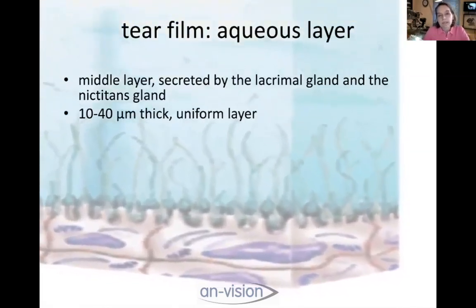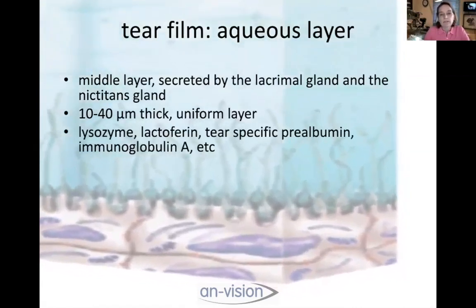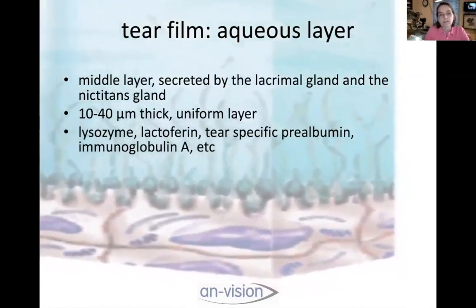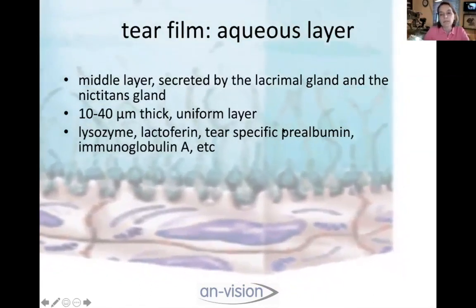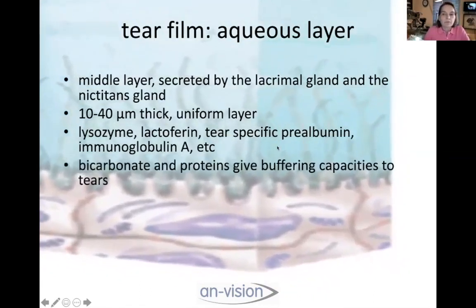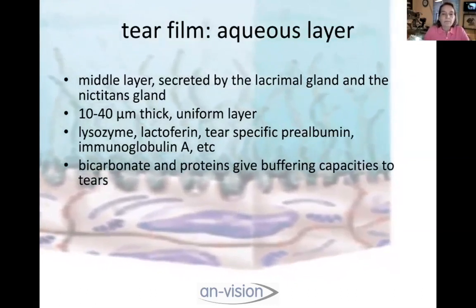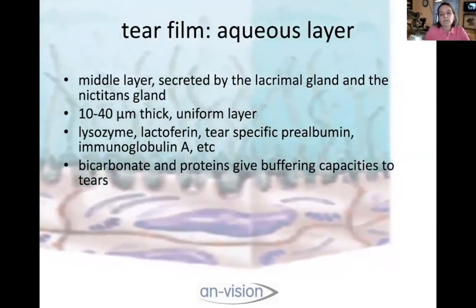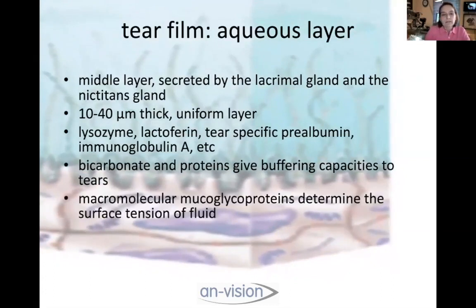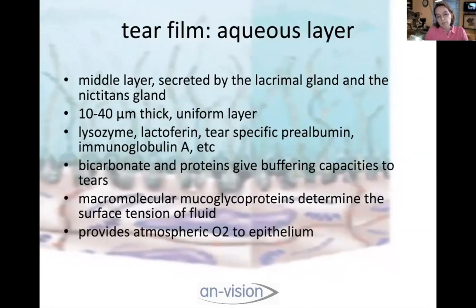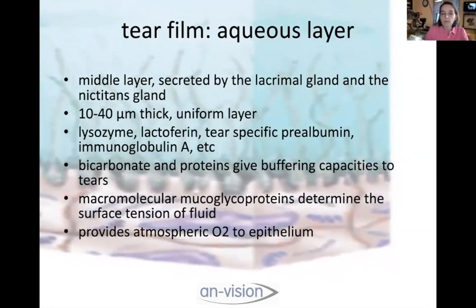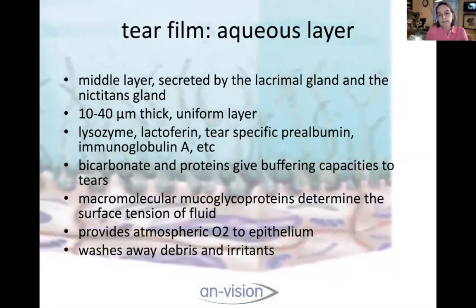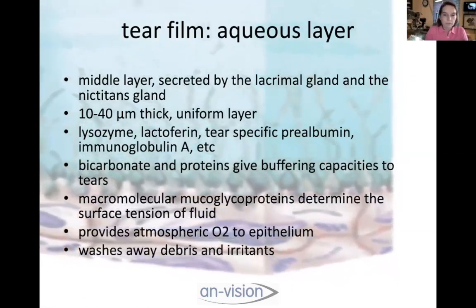It's really thick, and it's a uniform layer. It contains lysozymes, lactoferrins, and the tear-specific prealbumin, and some other proteins as well. It further contains bicarbonate and proteins that give buffering capacities to the tears. And it determines the surface tension of the entire fluid. It provides what we talked about before, the atmospheric O2 to the epithelium. And again, it has a wash function.